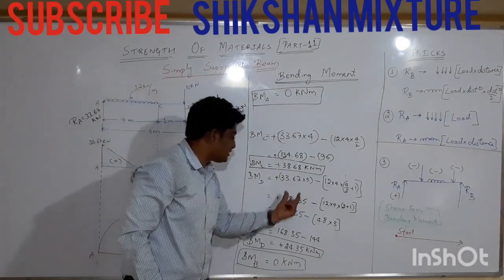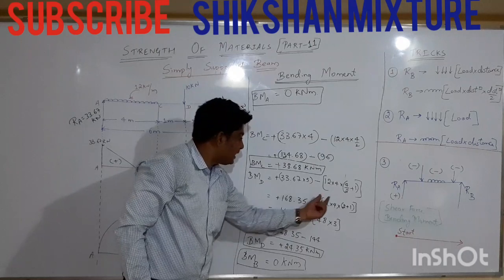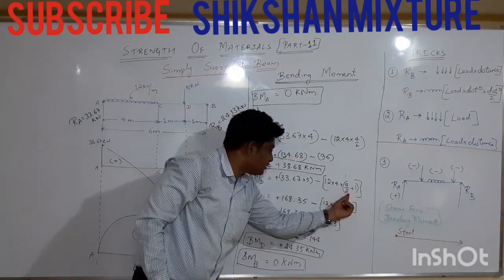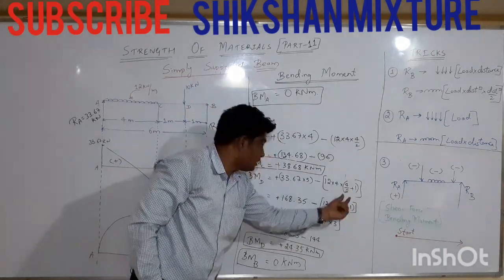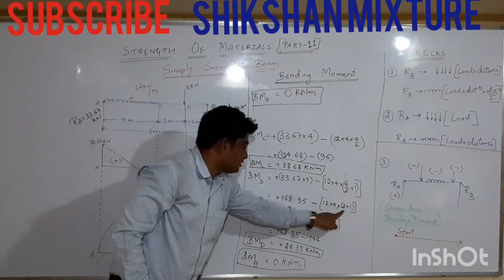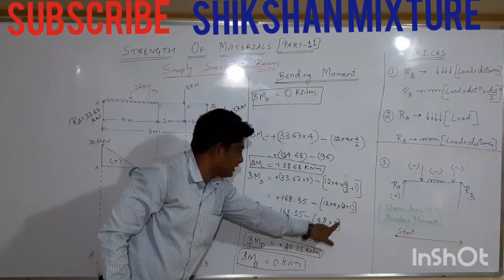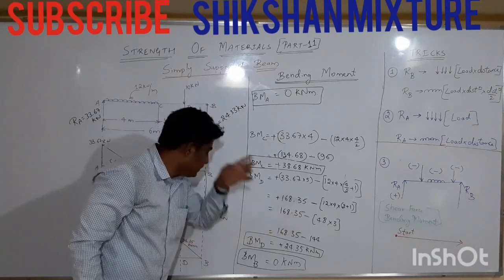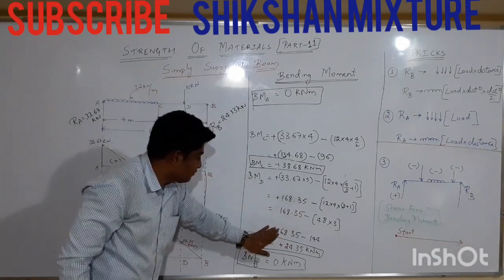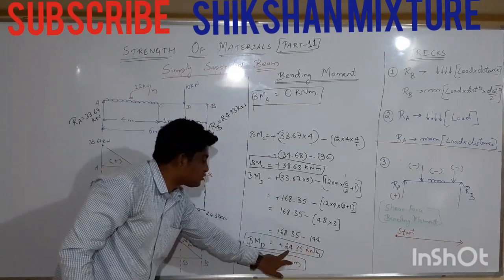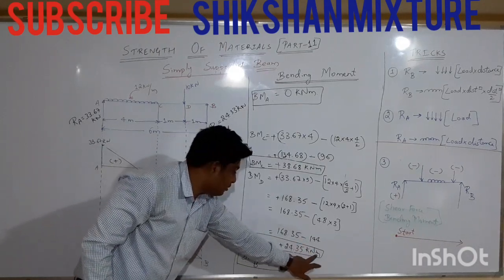Next, if you solve this, you will get 168.35. Again, 12 into 4 is 48, 4 by 2 is 2, and plus 1 I have kept as it is. Solve one by one so that the answer will be correct. You get 48 into 3, that is 2 plus 1 is 3. Next, 168.35 minus 144, you will get plus 24.35 kilonewton meter.